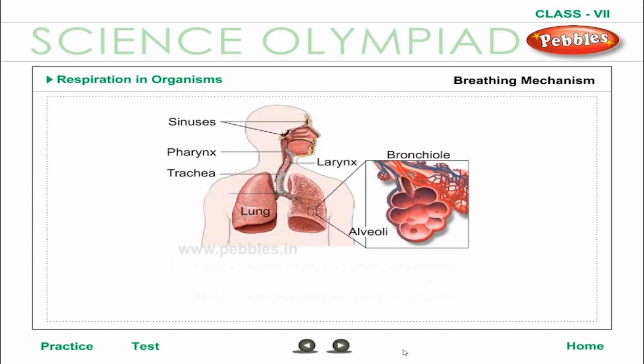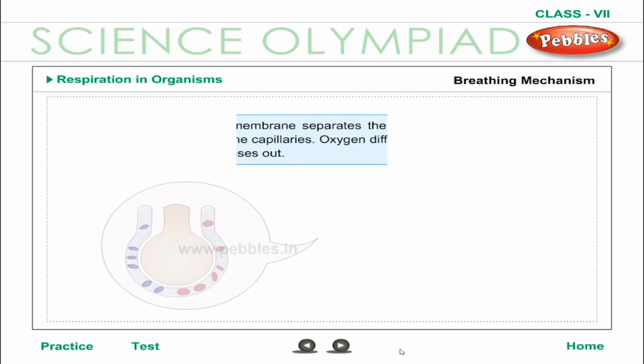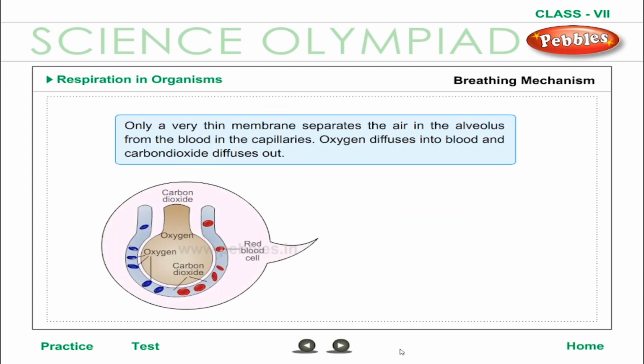Breathing mechanism in human beings. As we inhale, the air follows the route given. Air is exchanged in the alveoli, and when we exhale, the carbon dioxide-rich air follows the reverse route, finally moving out through the nose. Only a very thin membrane separates the air in the alveolus from the blood in the capillaries. Oxygen diffuses into blood and carbon dioxide diffuses out.